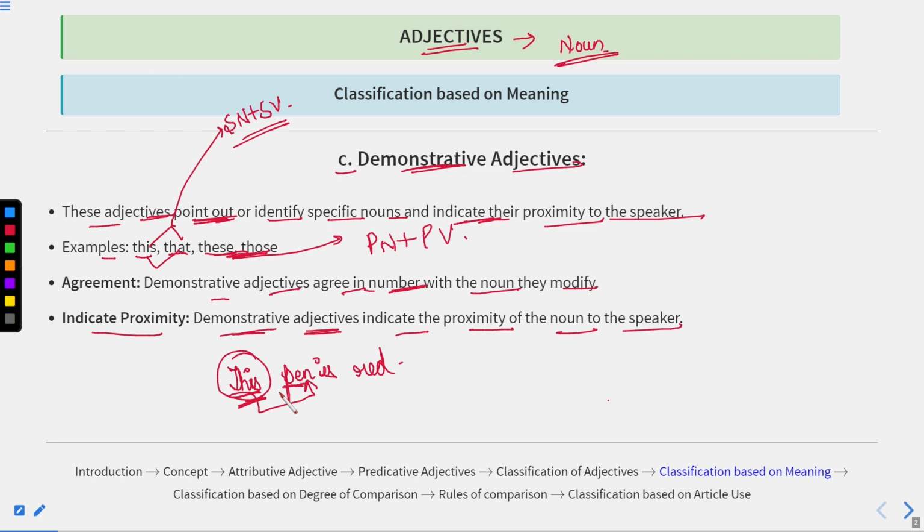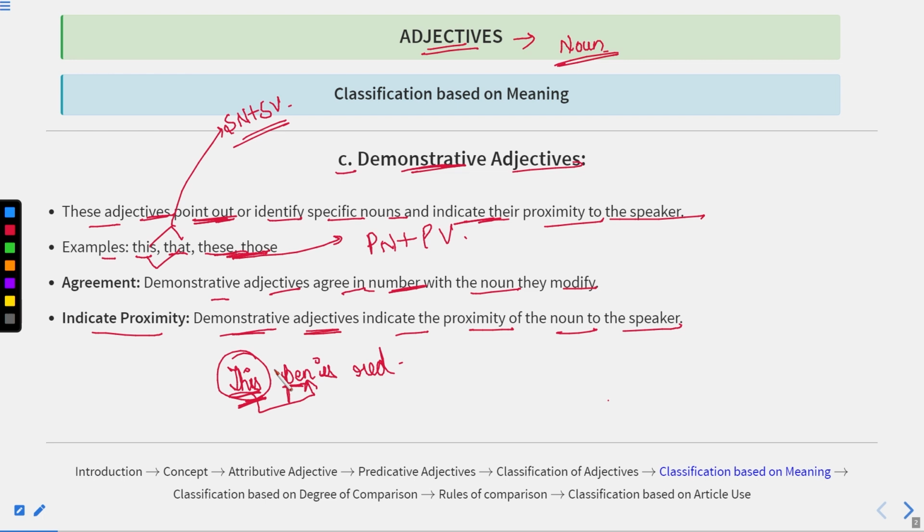If I say that pen is blue, it means I'm indicating a pen which is not near me. Or if I say these pens are red, it means I'm talking about more than one pen, and they are red in color. And those means those pens which are not near to me, they are far away from me, and I'm talking about those pens being blue. They are plural in number, that is why I'm using those words.